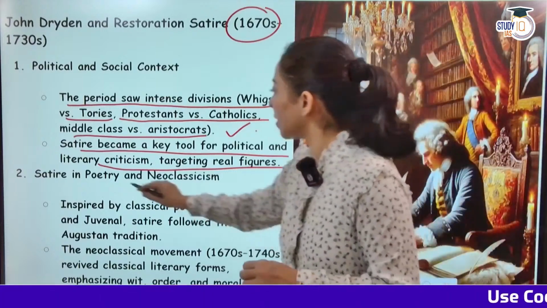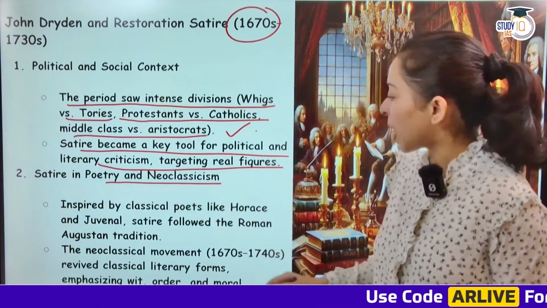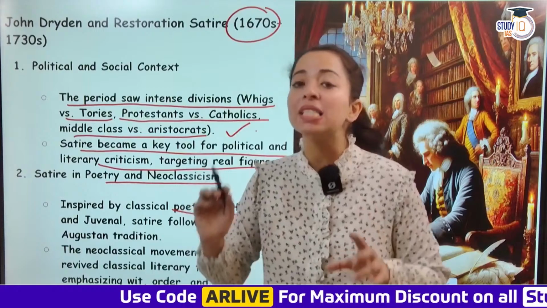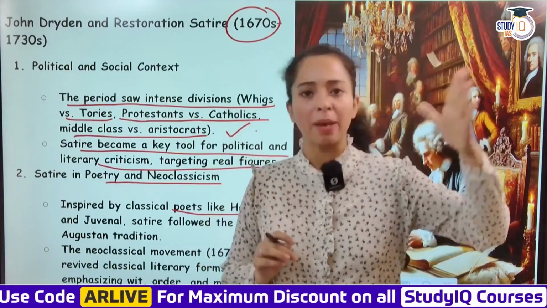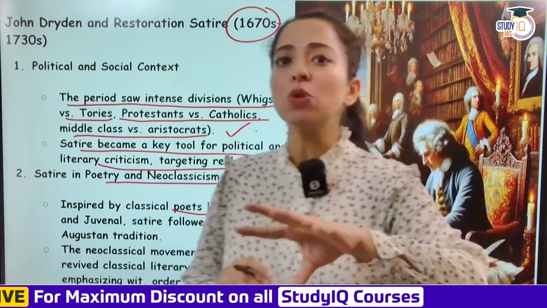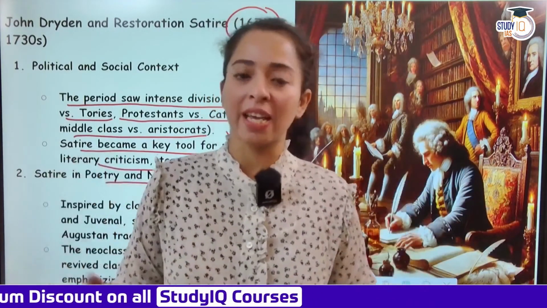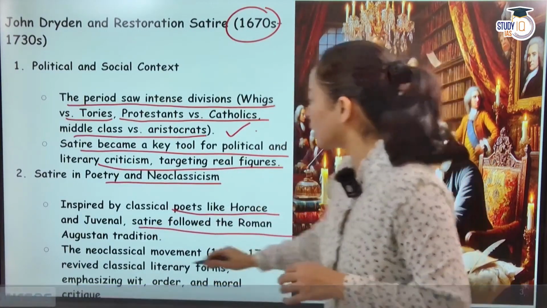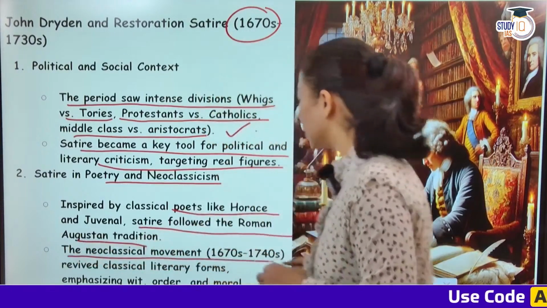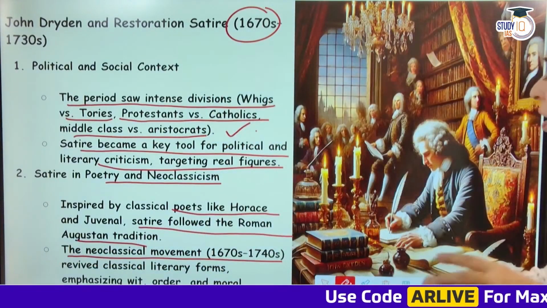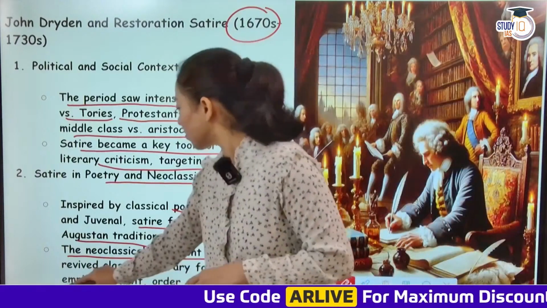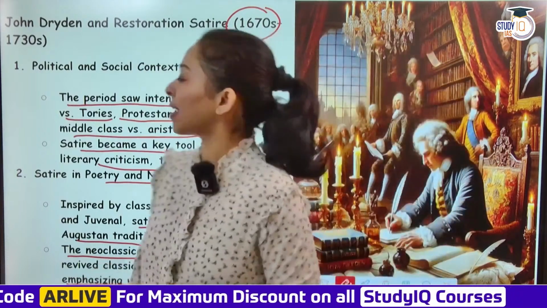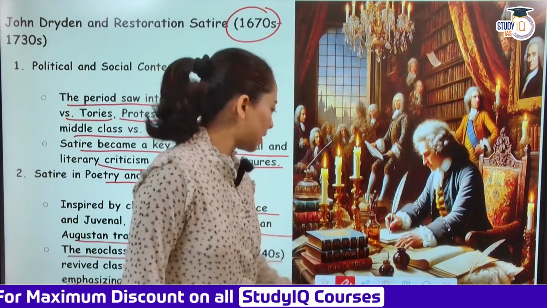Satire in poetry and neoclassicism, inspired by classical poets like Horace and Juvenal. Now satire के जो masters थे, वो बहुत ही classical time से कौन थे? Horace and Juvenal. Horace used to write a funny, humorous satire. Juvenal used to write biting, scathing satires. So satire followed the Roman Augustan tradition. The neoclassical movement, 1670s to 1740s, revived classical literary forms, emphasizing wit, order, and moral critique. Okay, so this became John Dryden and the Restoration satire. This became an important one.